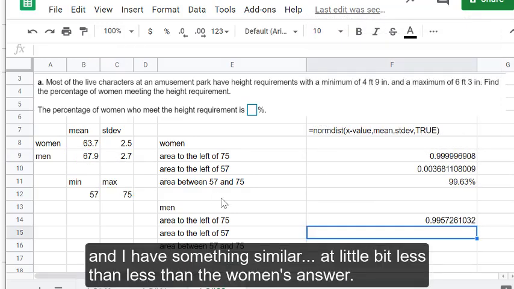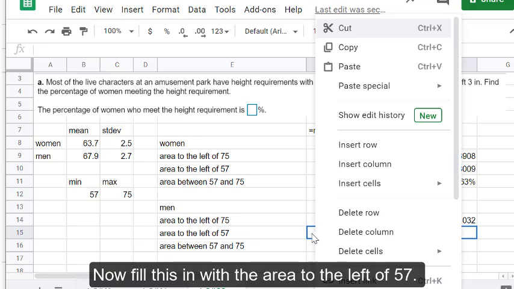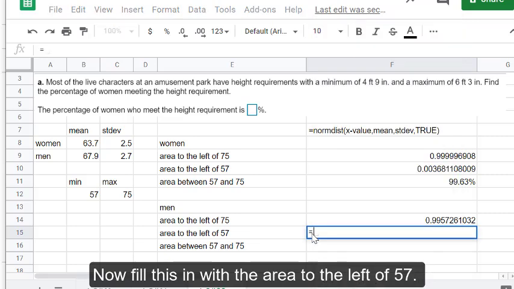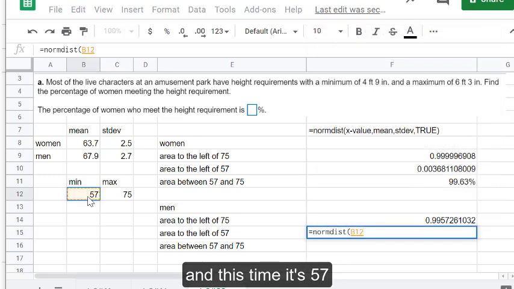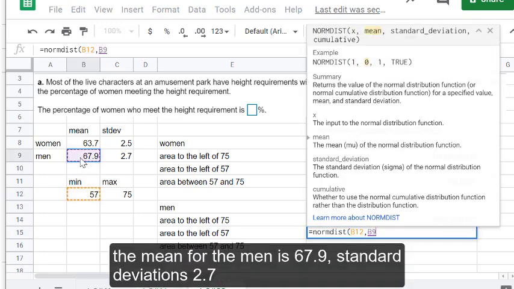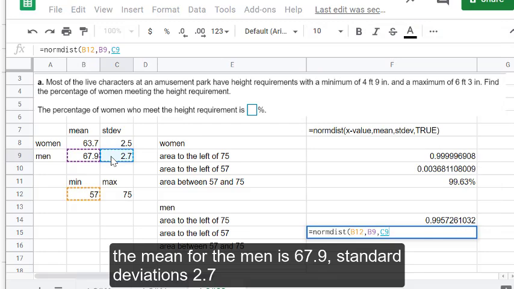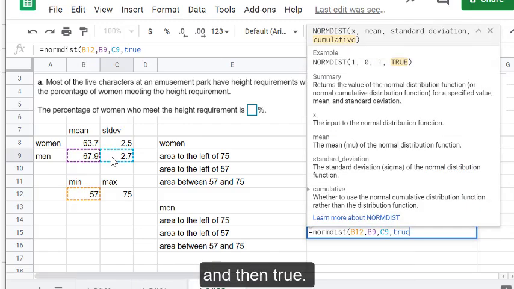And I got something similar, a little bit less than the women's answer. And now let's fill this in with the area to the left of 57. So equals NORM.DIST, and this time it's 57. The mean for the men is 67.9. The standard deviation is 2.7, and then true.